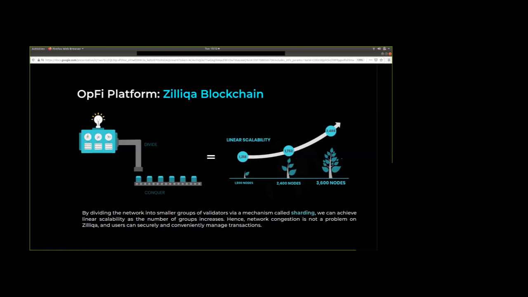So at a very high level, Zilliqa blockchain solves this scalability problem through what I call the idea of sharding. In very basic terms, sharding is basically divide and conquer. You start with a large network of nodes and you divide them into smaller groups, such that each smaller group can process transactions in parallel compared to the other groups. And what ends up happening is that the more smaller groups you have, the more transactions you can process.